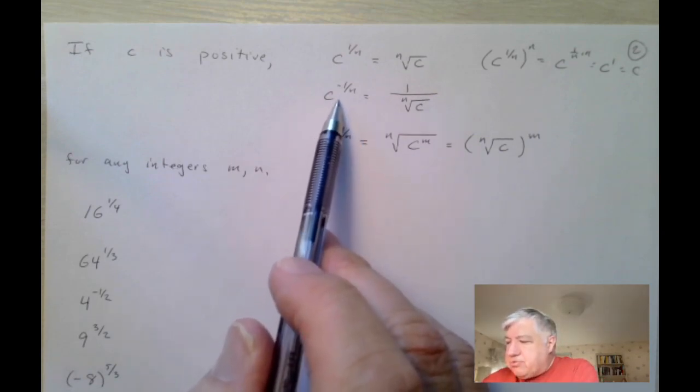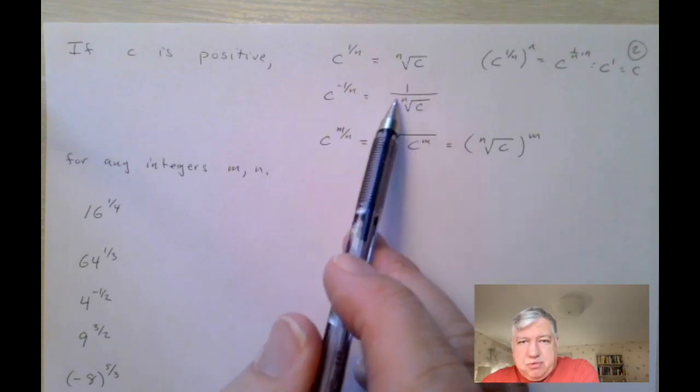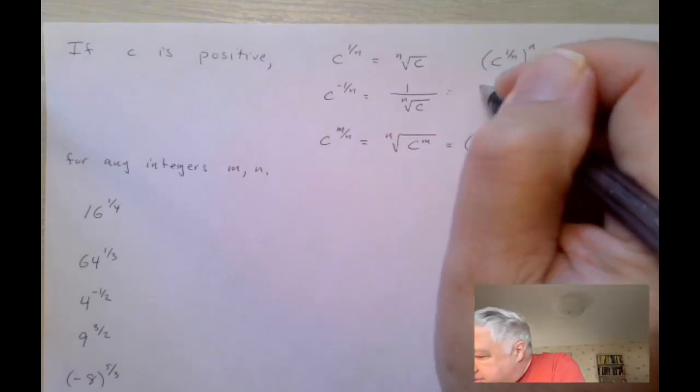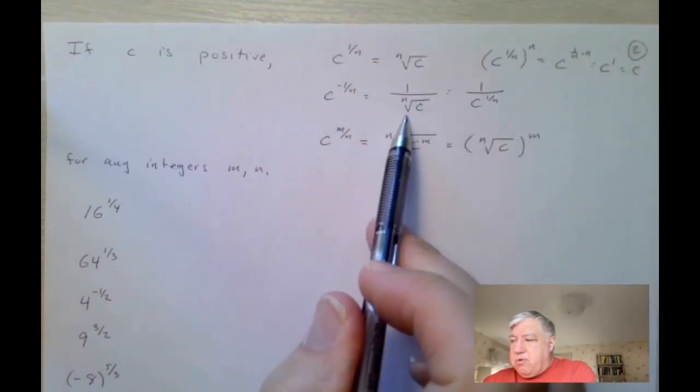C to the minus 1 over n is just, whenever you see a negative exponent, you can rewrite this as 1 over the expression with a positive exponent. So this would be 1 over c to the 1 over n, which is the same thing as 1 over the nth root of c.